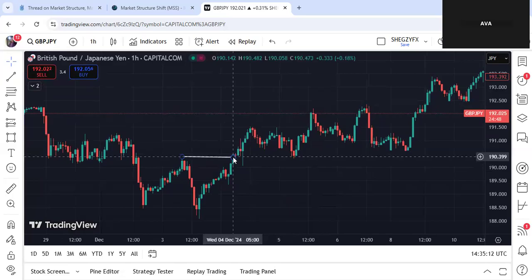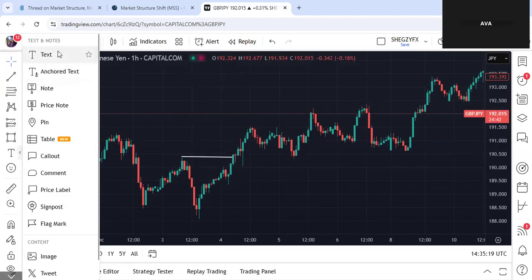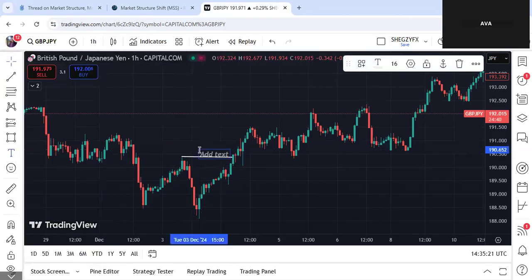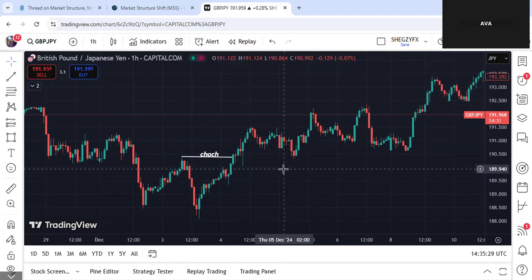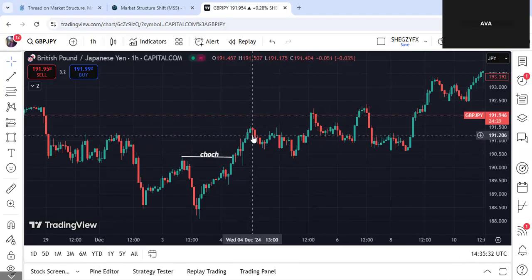You can see the market broke it. Now here is what we mean by MSS, that is change of character, CHOCH. So the market has changed, and now it has turned to an uptrend again.